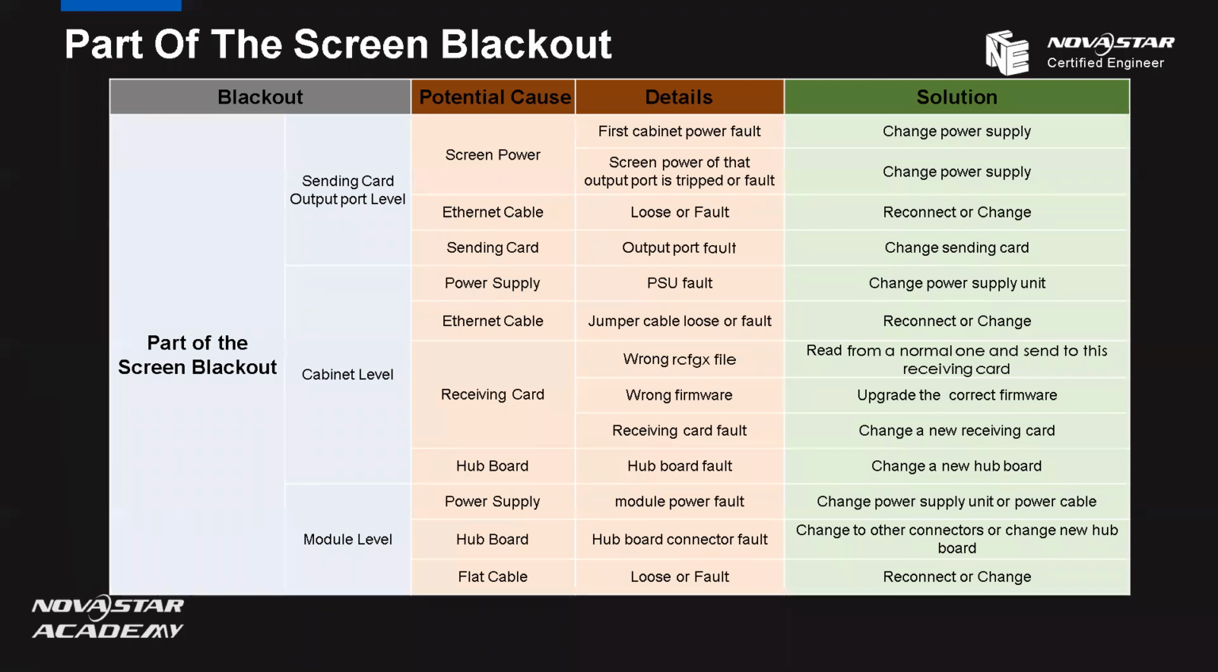And for a cabinet level blackout issue, first, we also need to check the power. If there is no power, nothing is working. So check the power, this is the first thing we need to do. Make sure the power supply unit is working perfectly. And then we can move to the Ethernet cable. But here, the Ethernet cable is not the cable between the sending card and the receiving card. It is a jumper cable between two cabinets. If it is loose or faulty, just reconnect it or change to a new cable.